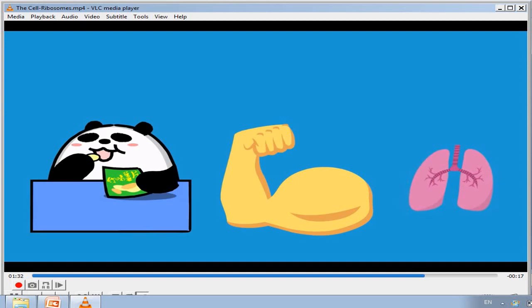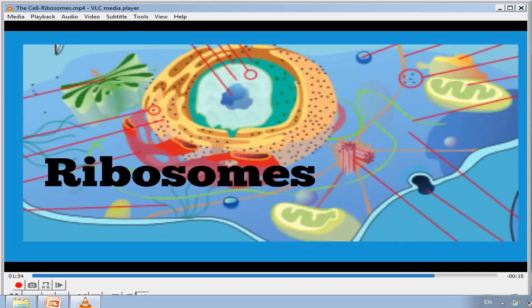So there we go. These tiny organelles called ribosomes are very important in helping the cell stay alive.